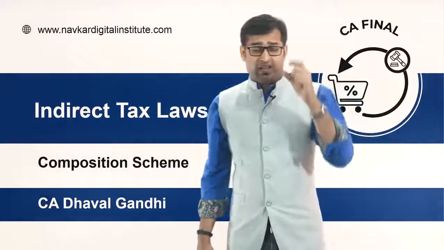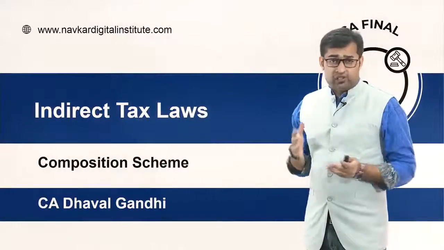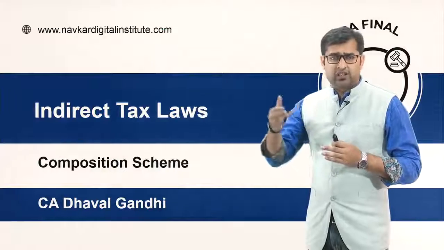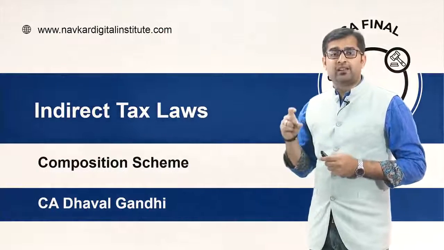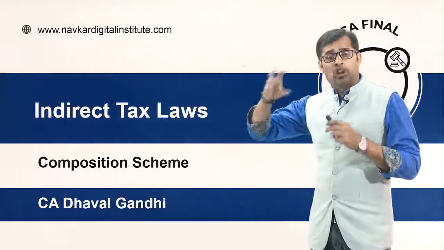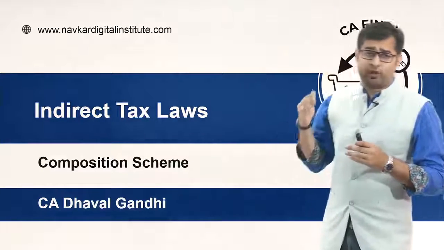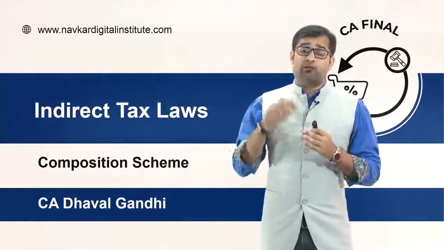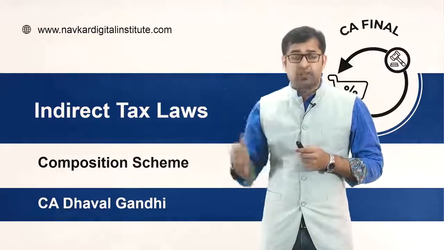Okay, what is your biggest advantage of following composition scheme? There are other benefits also, but we will consider those points at a subsequent stage. Let us first try and analyze if I'm paying tax at a normal rate, then what amount I'll end up paying and at what price the product will go to the market. And if I'm following the composition scheme, then at what price the product will go to the market and what amount I'll end up paying. Let us try and understand that based on this example.